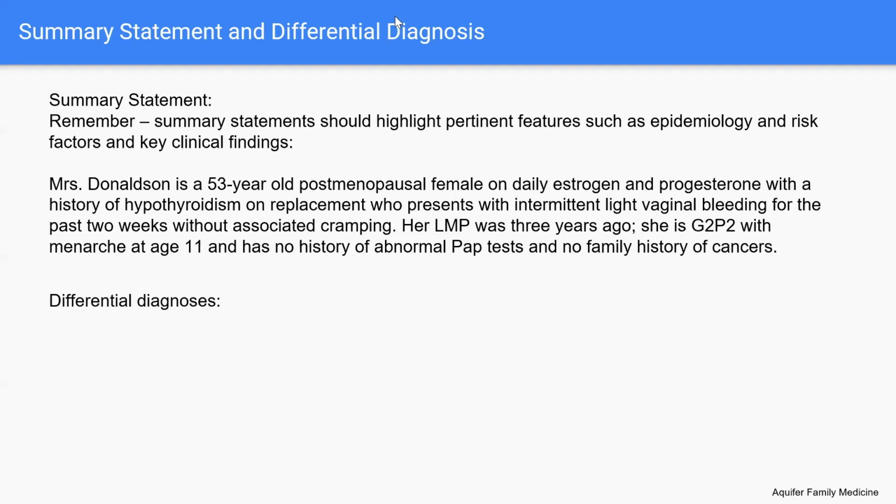So what are our differential diagnoses? Knowing a little bit more about her and what she presents with, what are you guys concerned about? What is on your differential?